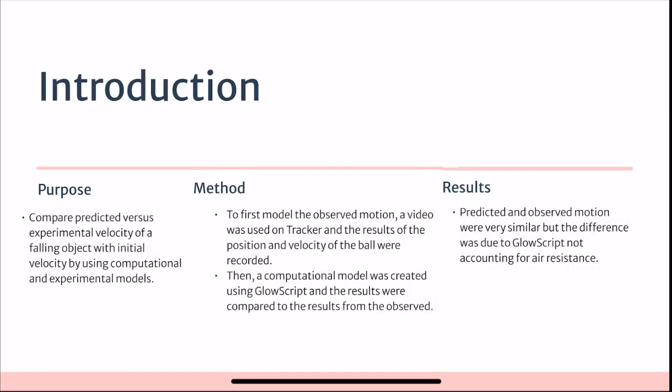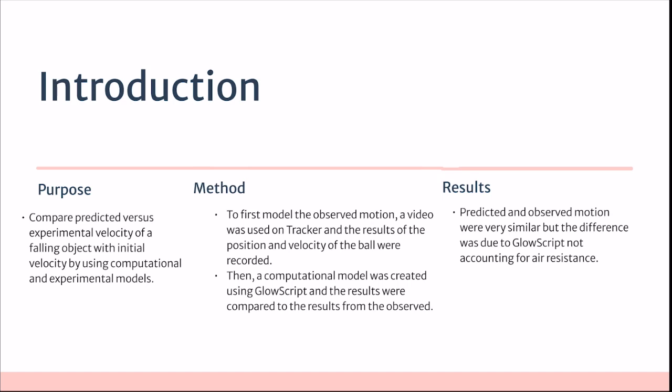As an introduction to this lab, the purpose is to compare predicted versus experimental velocity of a falling object with initial velocity by using computational experimental models. Basically, this video is just somebody throwing a ball up and down, and then they recorded data which I collected and used for this lab.